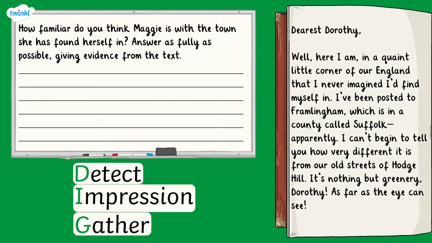Now let's read the question. How familiar do you think Maggie is with the town she has found herself in? Answer as fully as possible, giving evidence from the text. Pause the video here and have a go at writing your answer. Press play when you are ready to go through it.